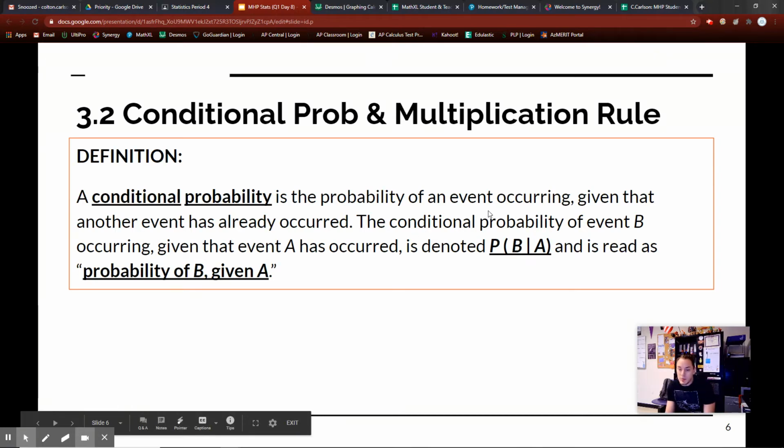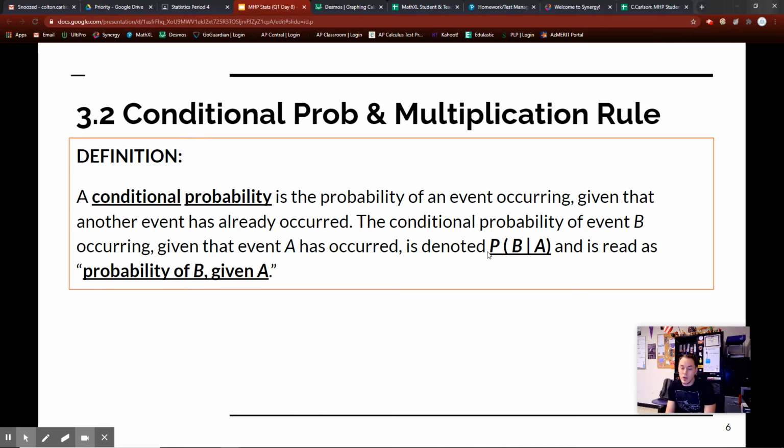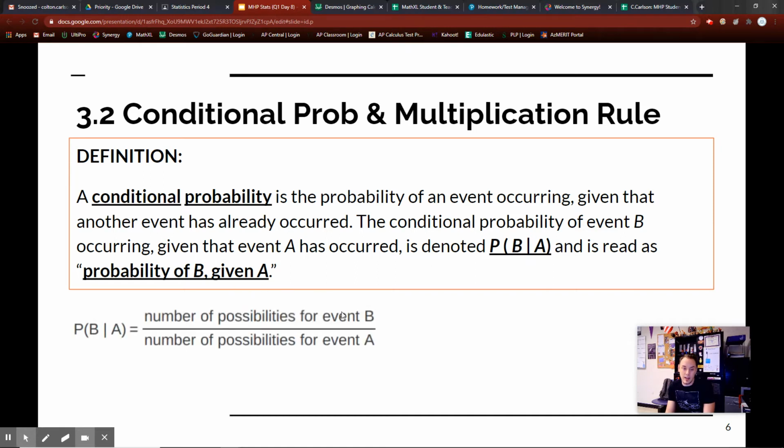So the conditional probability of event B occurring given that event A has occurred is denoted by this fancy thing. It's called the probability of B given A. That little line there is like "such that" or "given." So the probability of B such that A, or the probability of B given A, is read "the probability of B given A."